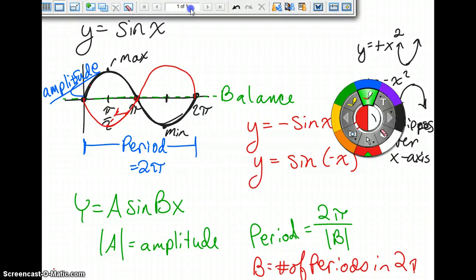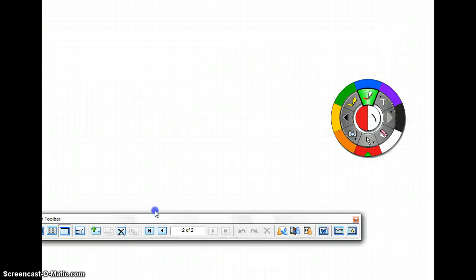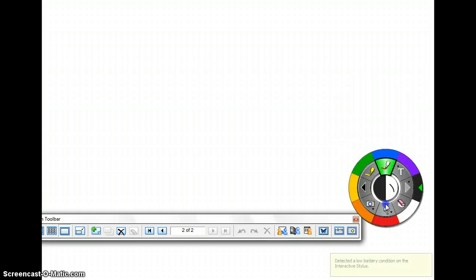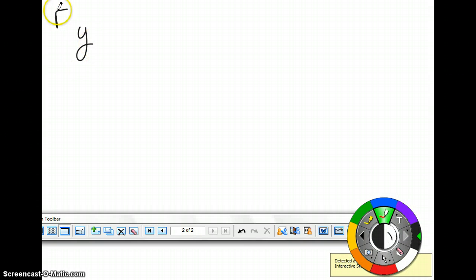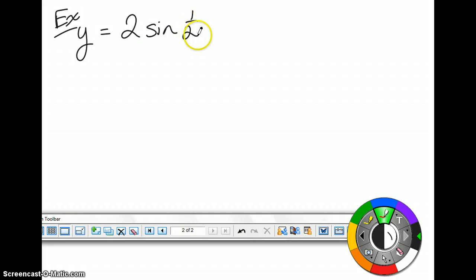All right, so let's actually graph one with a little more meat to it. Let's say we have the equation y equals 2 sine of 1/2 x. So your capital A, which gives you your amplitude, is going to be 2. So when we draw it and we have our balance line, we're going to make sure that we go up and down, and that up and down is going to be a distance of 2.